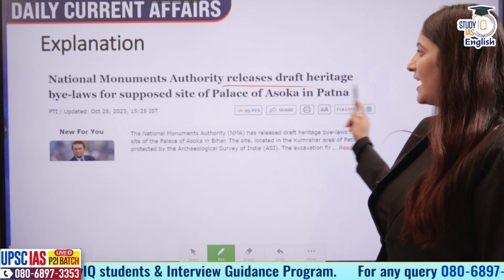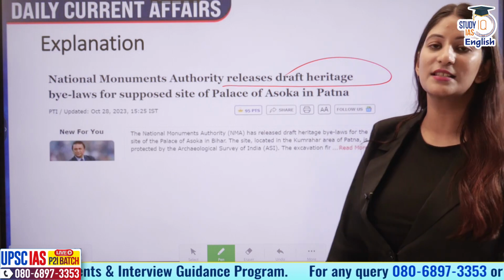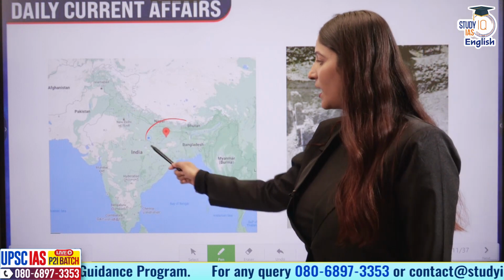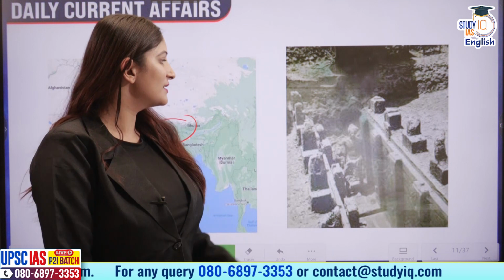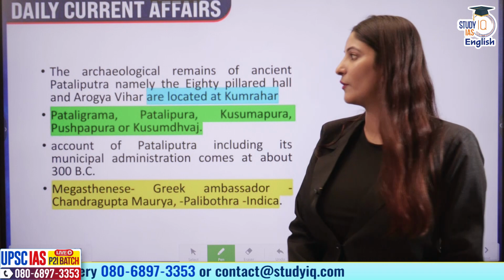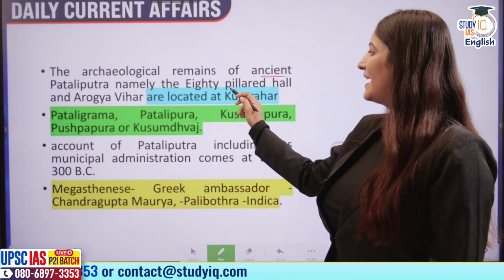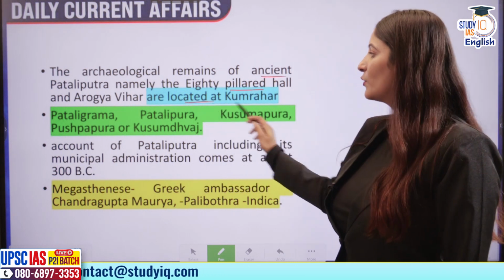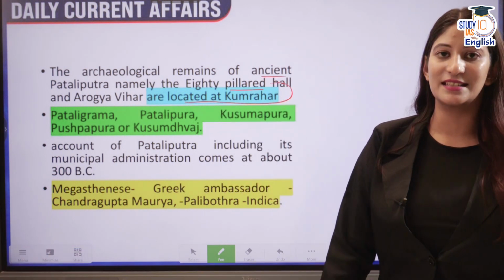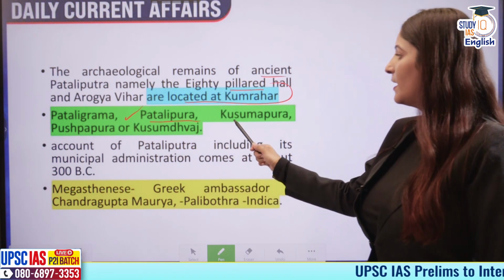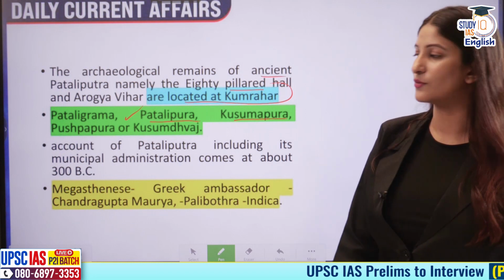National Monuments Authority has released a draft heritage bylaw for the supposed site of Palace of Asoka in Patna, which is Kumrahar, just a few kilometers away from Patna. Okay, in Kumrahar. And as you can see, this is the 80-pillared hall we are talking about. Time by time, through excavation, we found it out. The archaeological remains of ancient Patliputra, namely the 80-pillared hall and Arogya Vihar, are located here, and ancient texts suggest that Patliputra was also known as Patligrama, Patlipura, Kusumpura, Pushpapura, or Kusumdhwaj.